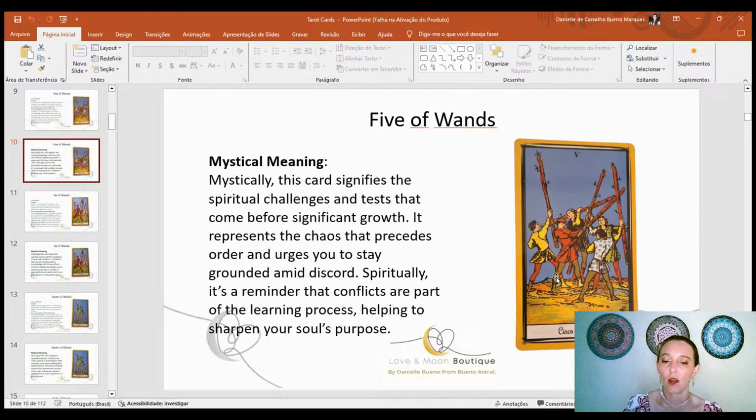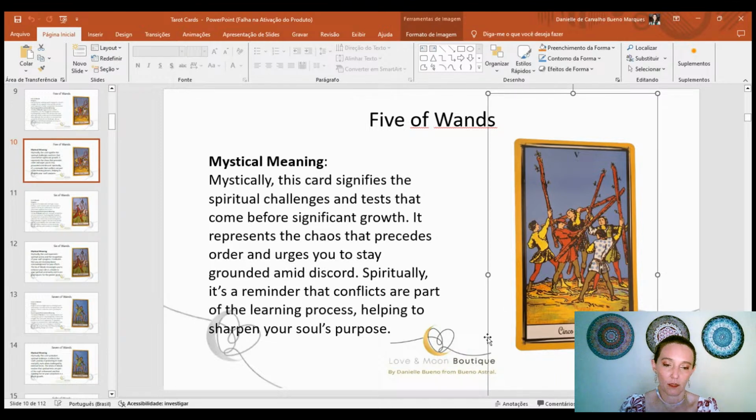Mystically speaking, this card signifies the spiritual challenges and the tests that come before significant growth, too. It represents the chaos that precedes order and urges you to stay grounded amid discord. Spiritually, it's a reminder that conflicts are part of the learning process, helping you to sharpen your soul's purpose. Okay? Now let's enhance the cards so we can discuss the imagery of it.